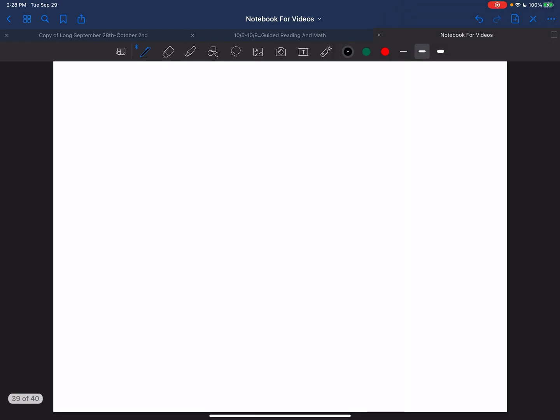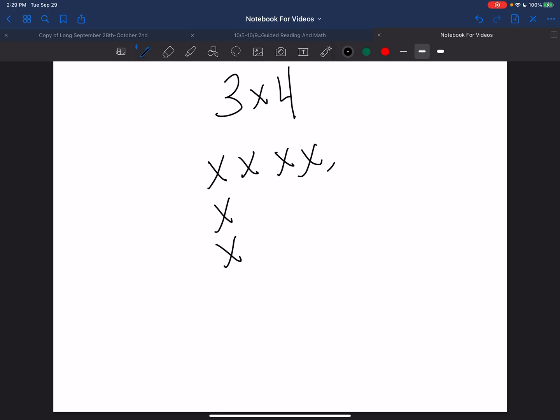Now let's figure out how to model or build our own arrays. We're going to do 3 times 4. Remember, I'm going to have 3 rows: 1, 2, 3, with 4 in each row. So 1, remember to count that first one. 2, 3, 4. There's 4 in this row. And then I'm going to fill in the rest of my rows with 4 in each. All right, so now I can see I have 3 rows, with 4 in each. And to figure out 3 times 4, all I have to do is count the x's. 1, 2, 3, 4, 5, 6, 7, 8, 9, 10, 11, 12.